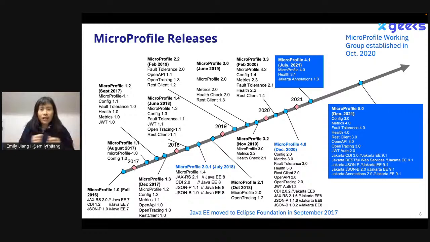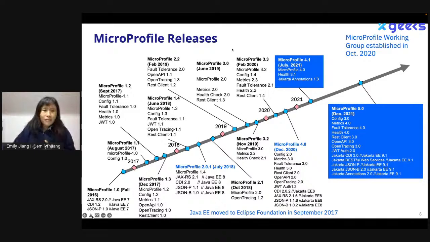So all the APIs and the TCKs are standard. After the working group was created last year, we had 2 releases: MicroProfile 4.1 in July 2021, and then in December 2021 we released MicroProfile 5.0.